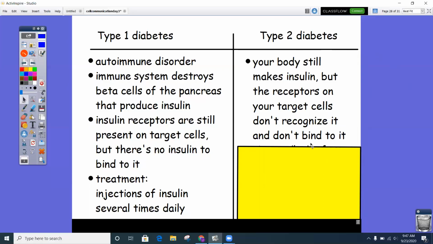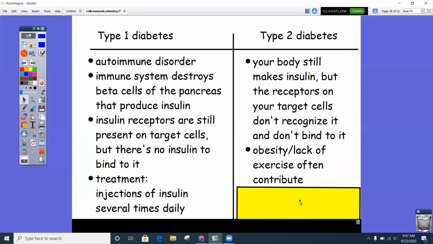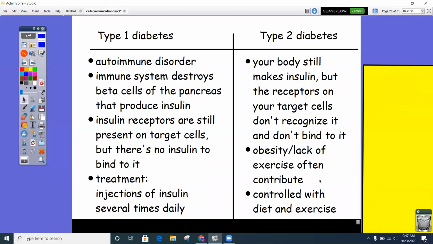So not having enough insulin is not the problem with type 2 diabetes. Obesity and lack of exercise often contribute. And you may take some medication for this, but typically this can be controlled with diet and exercise. All righty.